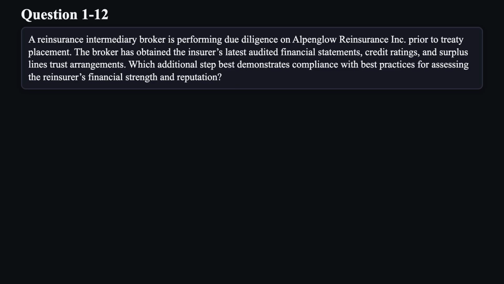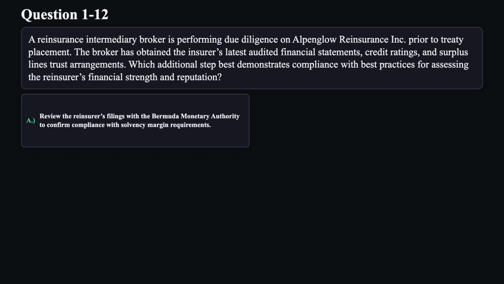Question 12. A reinsurance intermediary broker is performing due diligence on Alpenglow Reinsurance, Inc. prior to treaty placement. The broker has obtained the insurer's latest audited financial statements, credit ratings, and surplus lines trust arrangements. Which additional step best demonstrates compliance with best practices for assessing the reinsurer's financial strength and reputation?